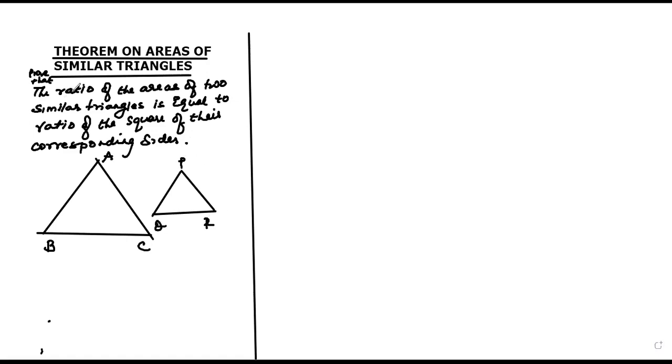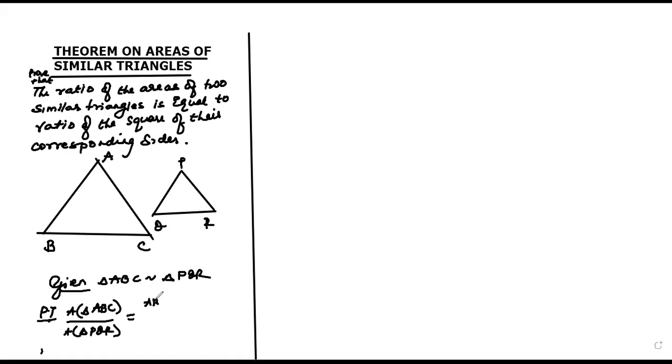So what is given is two similar triangles: triangle ABC similar to triangle PQR. These two are similar is given to us. And what do we want to prove? The ratio of the areas, area of triangle ABC upon area of triangle PQR, is equal to the ratio of the squares of the corresponding sides: AB square upon PQ square equals BC square upon QR square equals AC square upon PR square.